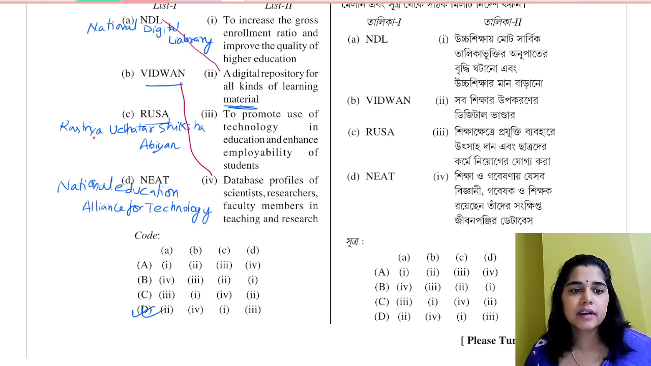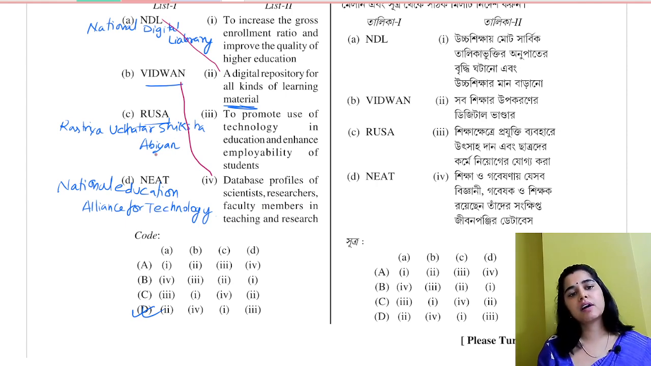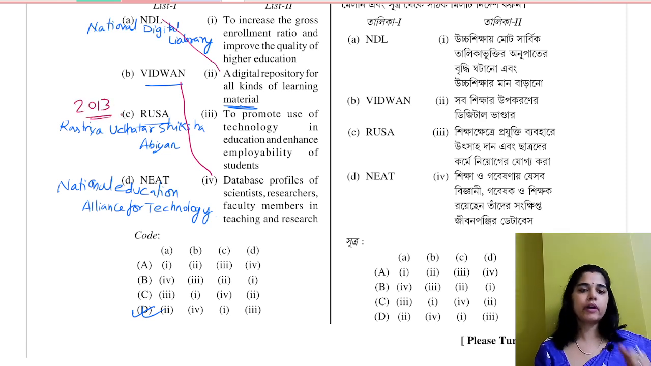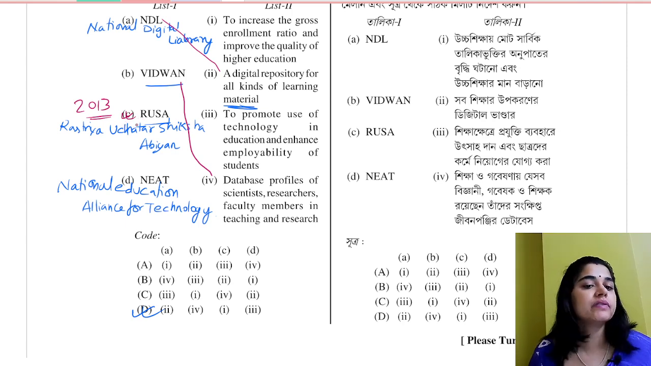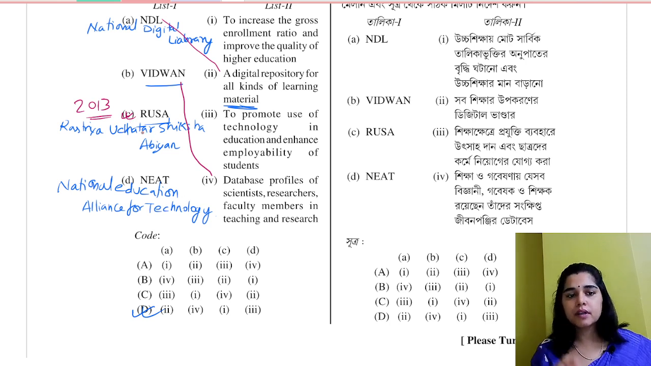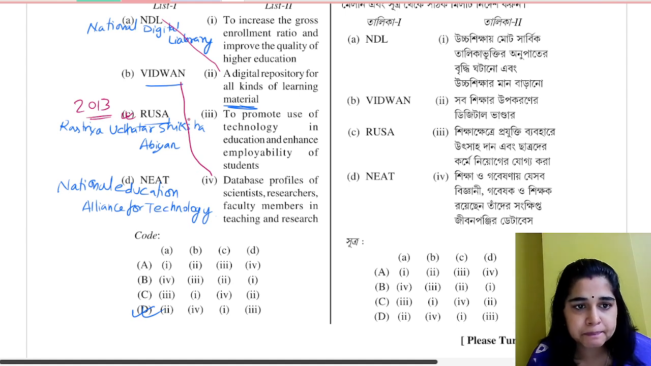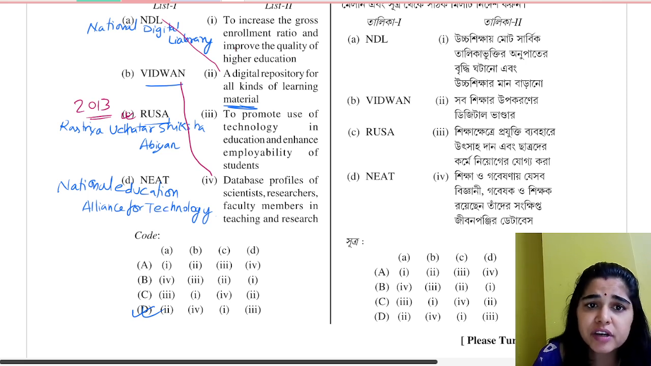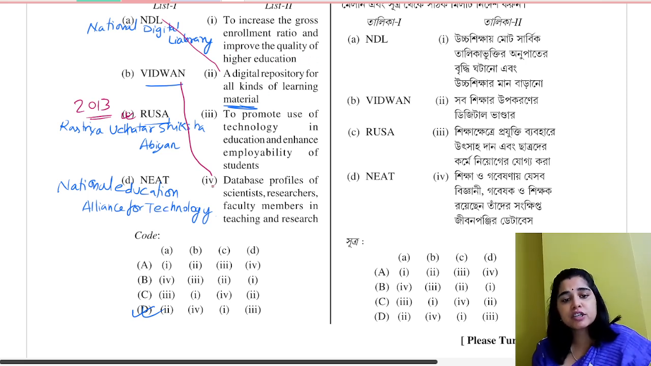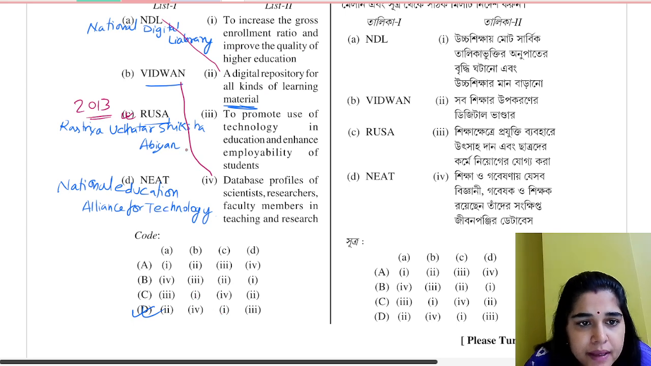And what is this RUSA, Rashtriya Uchchatar Shiksha Abhiyan? This came in 2013. This is very important because sometimes in the UGC NET they ask about the objectives for this. RUSA is to increase the gross enrollment and improve the quality of higher education. Yes.